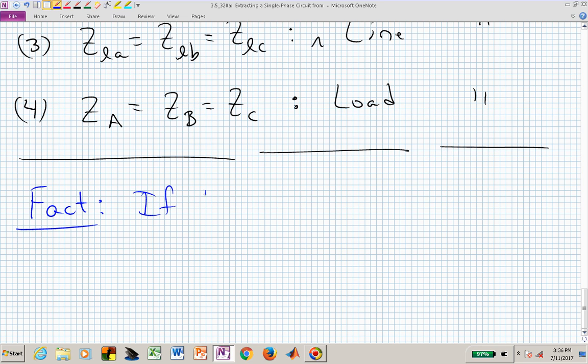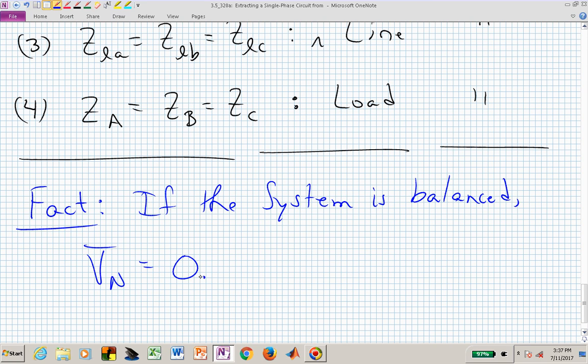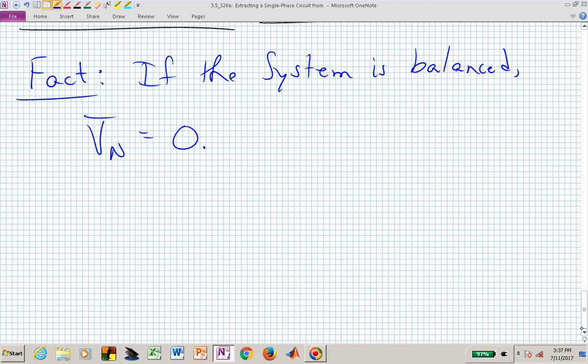If the system is balanced, then we can actually show that the voltage at the capital N terminal, between capital N and little n, is actually 0. So let's prove that particular fact. And to simplify, let's just say that Z sub phi is the sum of the three impedances in one of the phases. Here, let's just say it's the A phase.